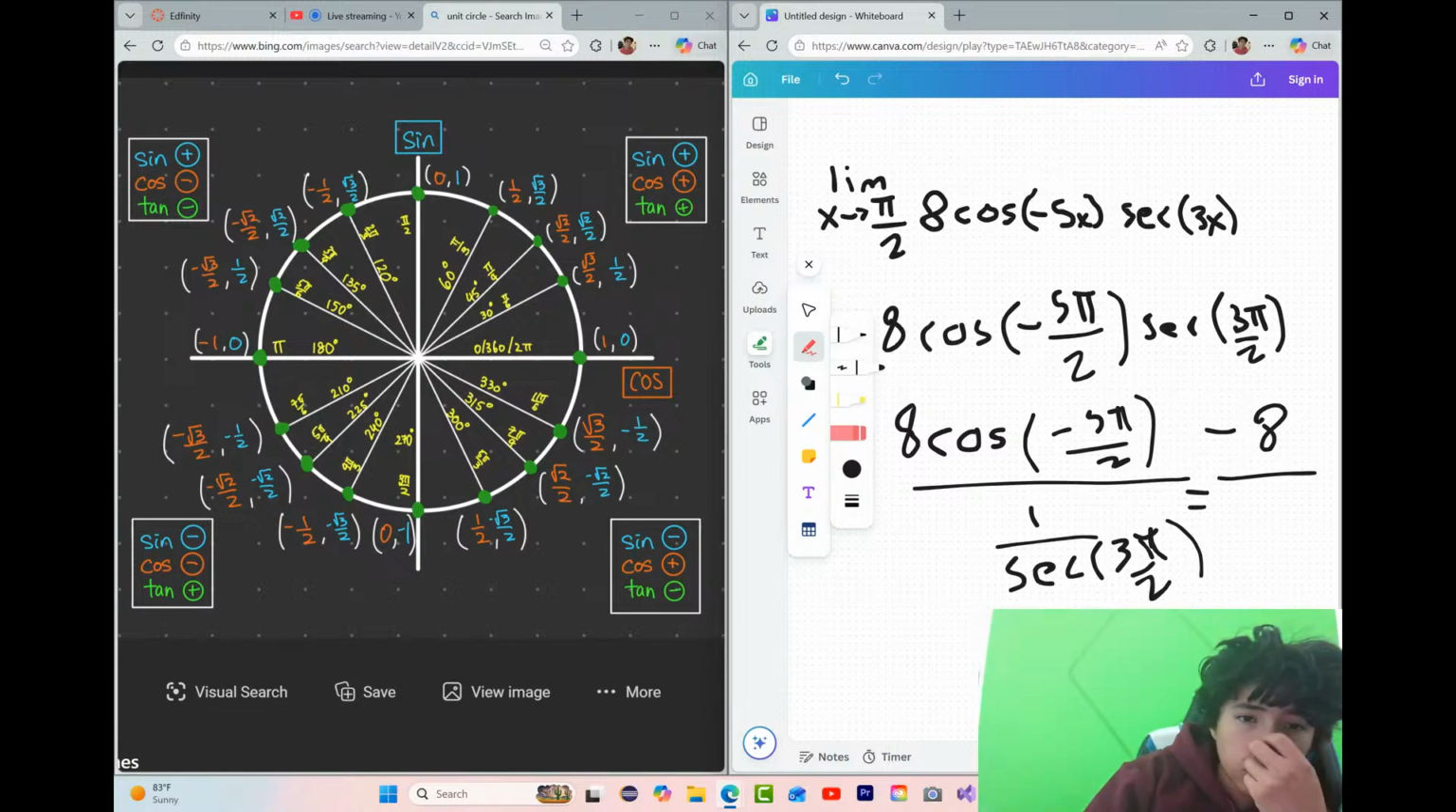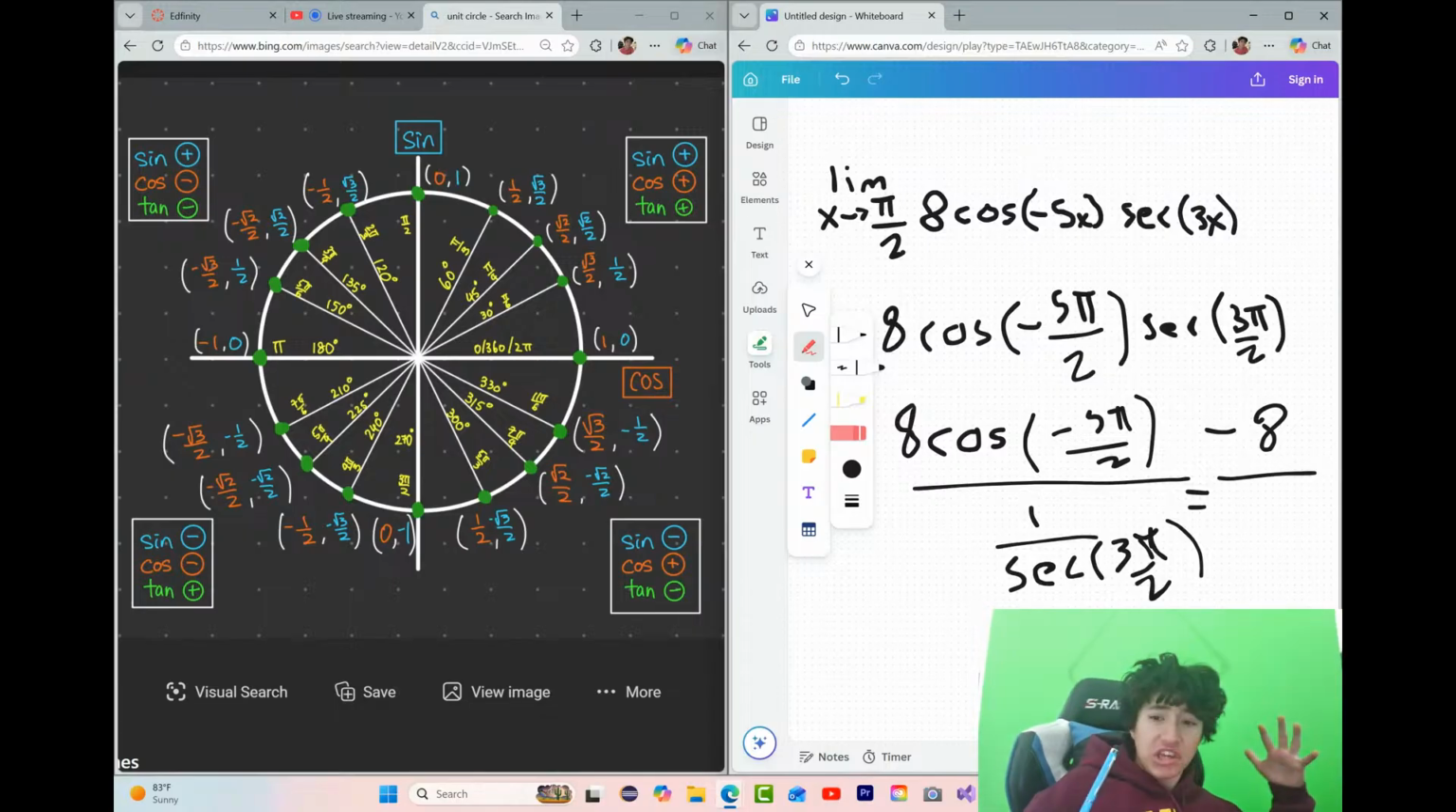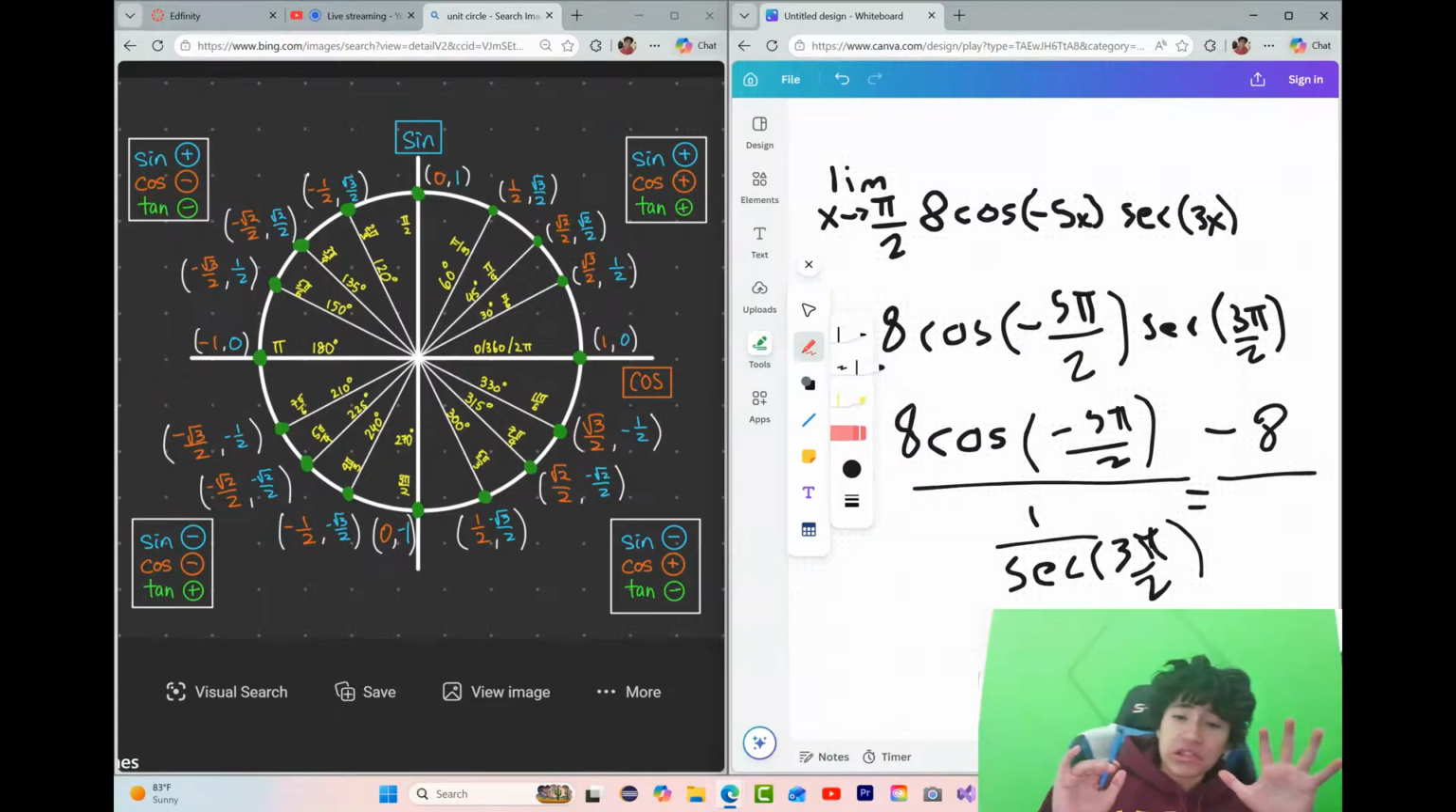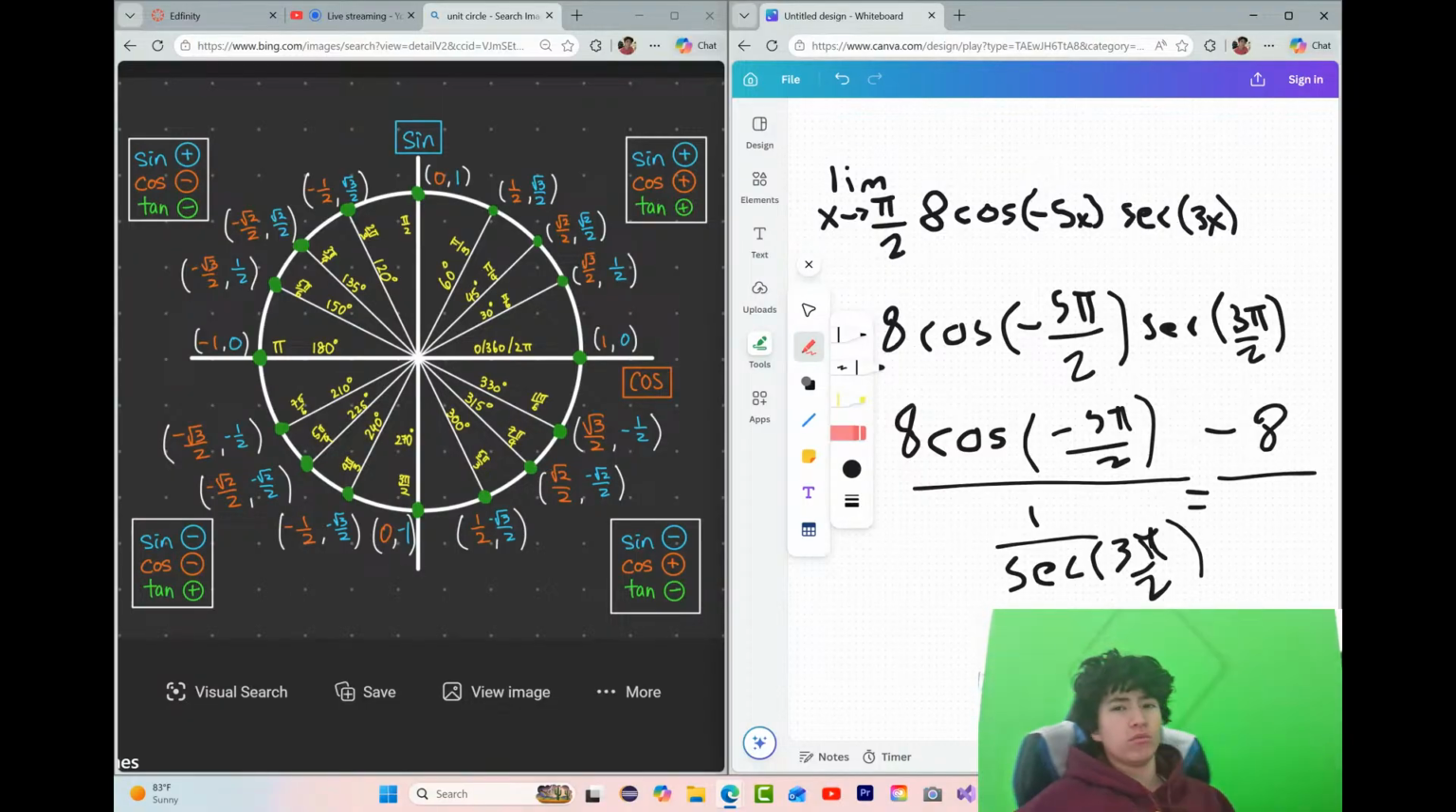And then secant of 3 pi over 2. Where's 3 pi over 2? Sorry, we have 2 pi over 3, but we want 3 pi over 2. So where's pi over 2? 3 pi over 2. Secant. What is secant? 1 over secant literally equals... wait, 1 over secant? No, wait, what?